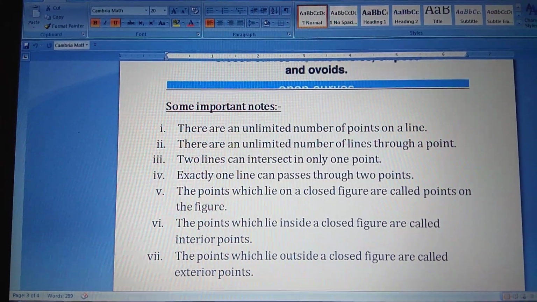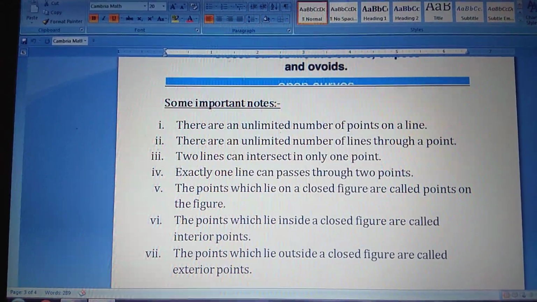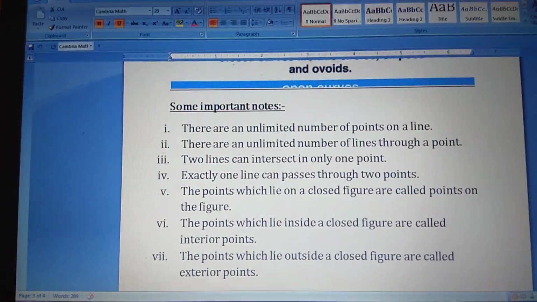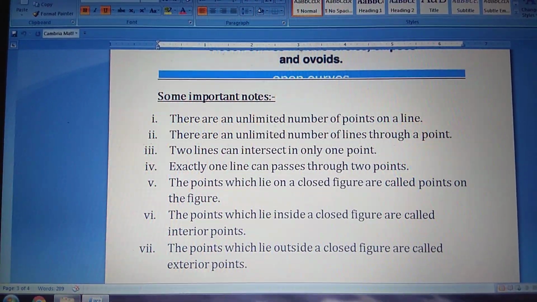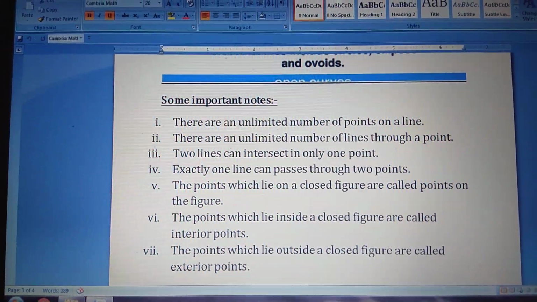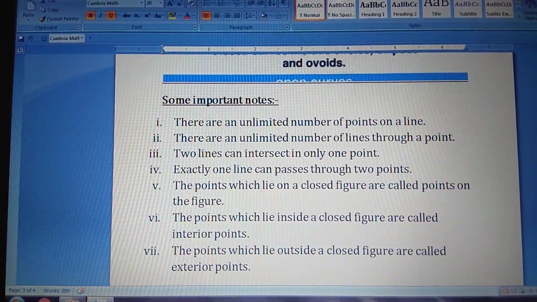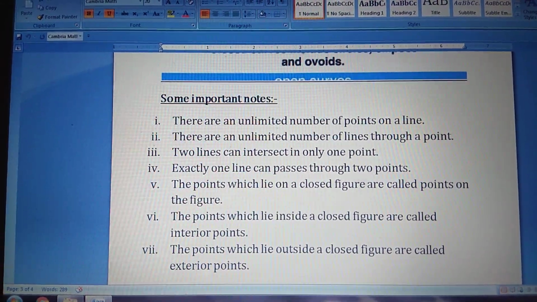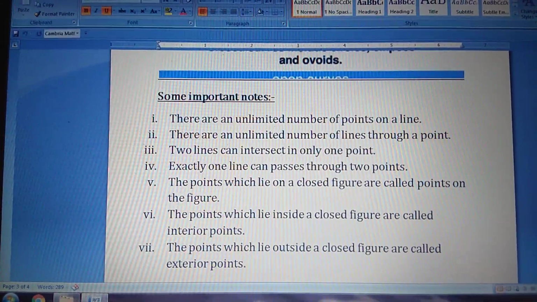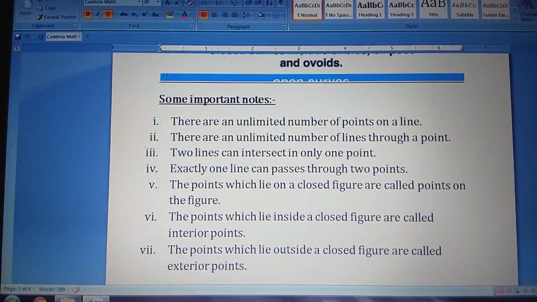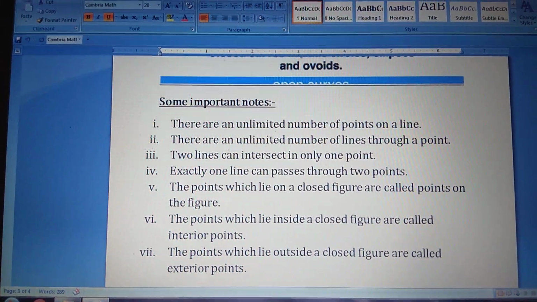It is not like that through one point we can draw only one line, but with one point we can draw many lines. Third is two lines can intersect in only one point. This one I have told you when I explained intersecting lines in the previous chapter. So two lines can intersect at only one point. Next, exactly one line can pass through two points. Through two points, only one line can pass.